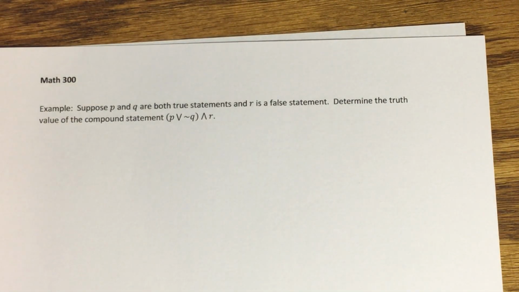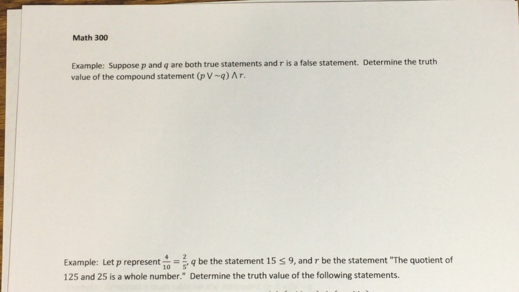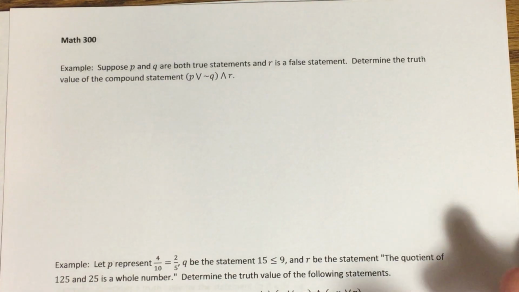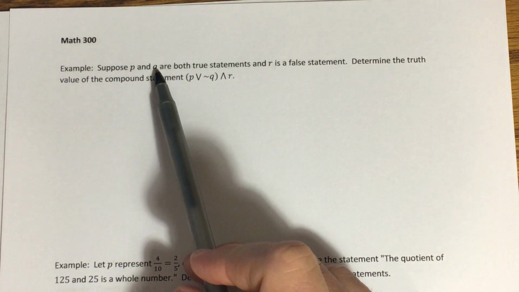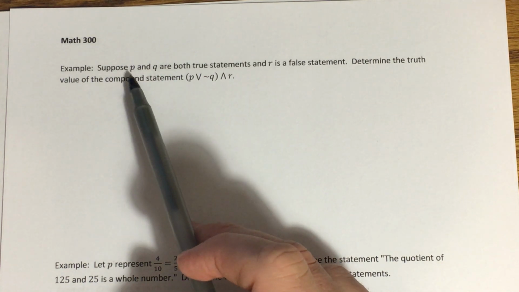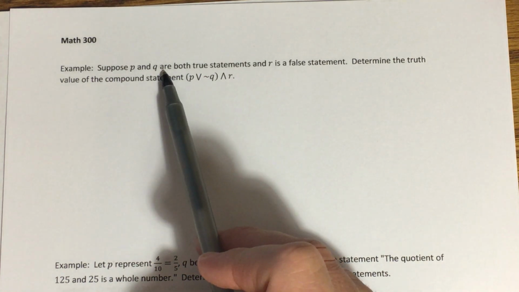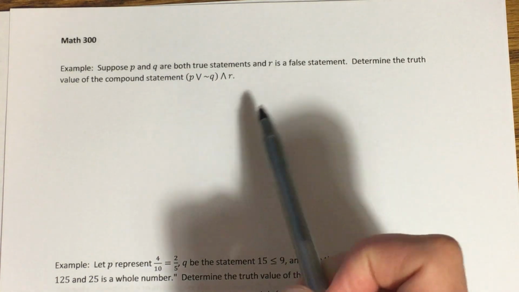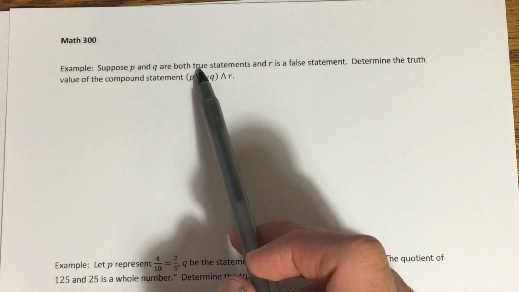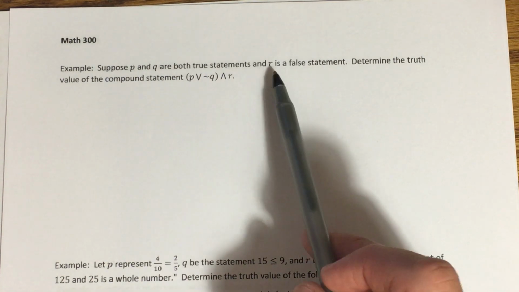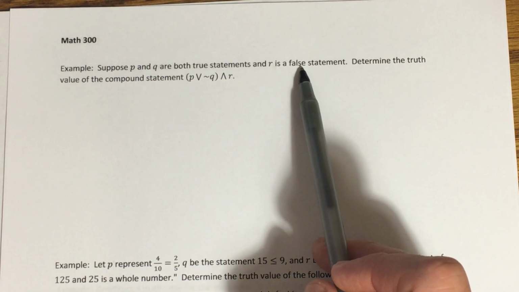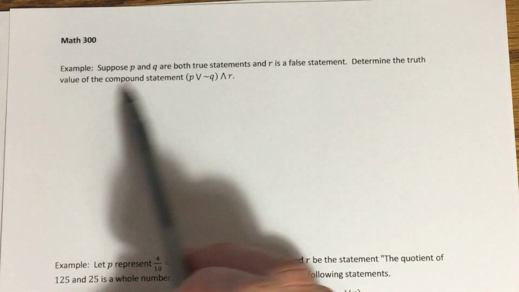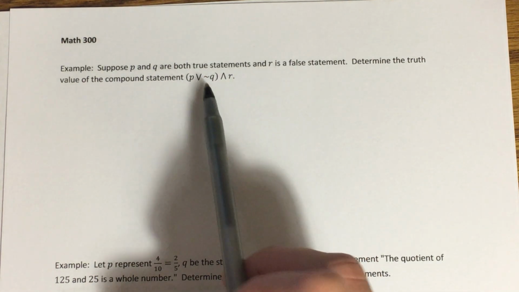Okay? So, let's take a look at a more complicated statement. This one involves three component statements. Notice we're not stating what P and Q are, we're just giving their truth values. So let's suppose that P and Q are some logical statements and that both of them have true as their truth values. And let's say that R is a third logical statement which is false. What we want to do is determine the truth value of this compound statement here.